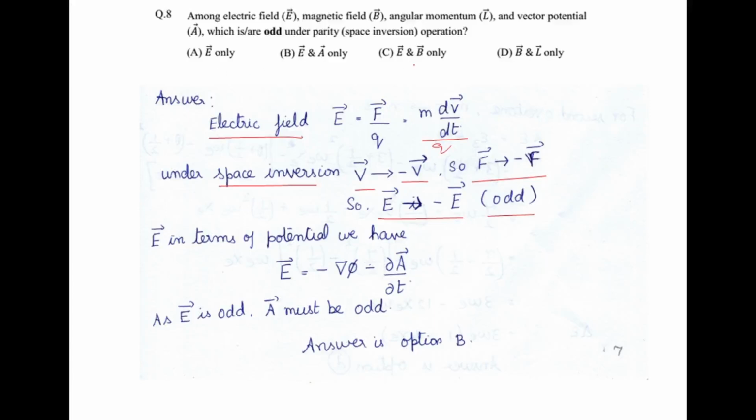Now we can check the options. So E is odd under parity space inversion, so this option is incorrect. Either the answer is option A, B or C. We have to check for another one.